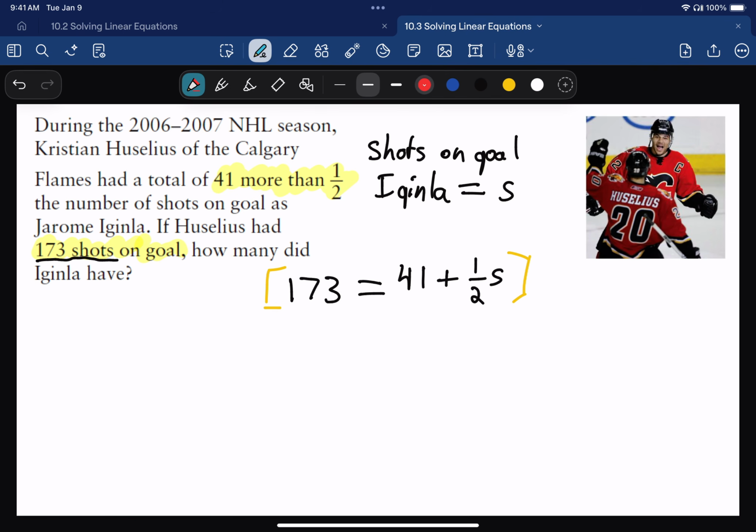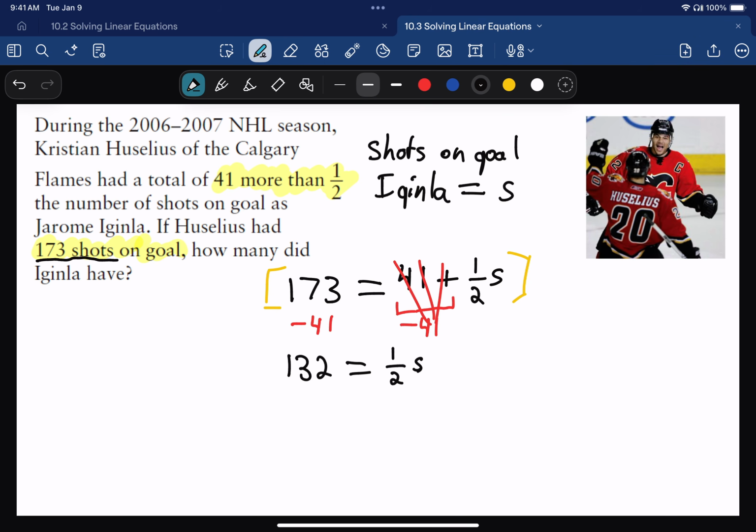So we can see that what's being added here is 41. It's by itself, right? So that's our first thing. So we're going to subtract 41 from this side, and we will subtract 41 from this side. So now in this case, these are going to cancel each other out, right? And we are left with 173 minus 41, which is going to be, let's see, minus 40, 132. So we are left with 132 on this side, and we are left with 1/2 S on this side for the shots on goal of Iginla.